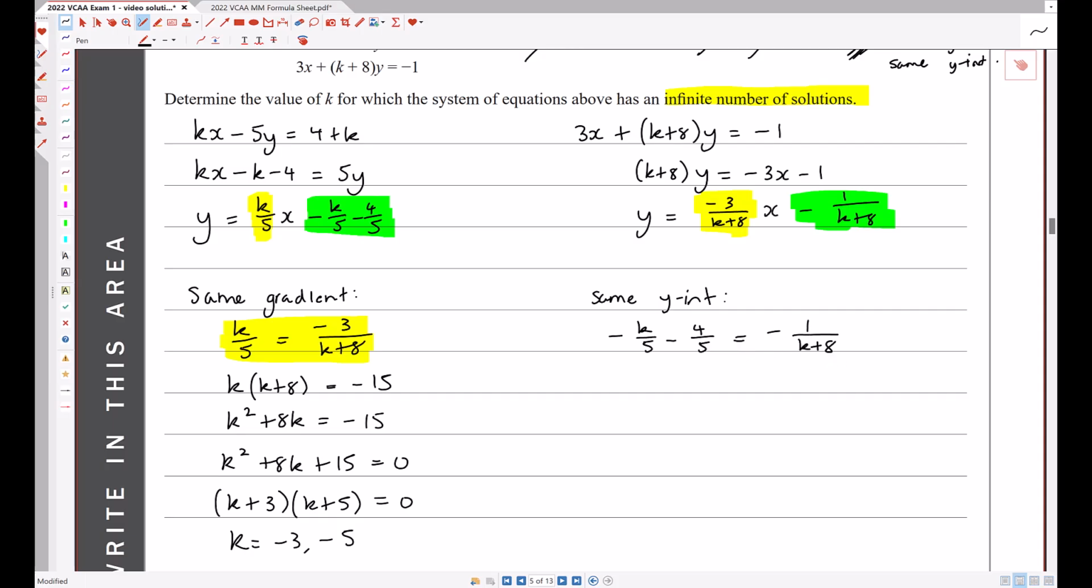Everything here is negative, so let's get rid of all those negatives. k on 5 plus 4 on 5 equals positive 1 on k plus 8.